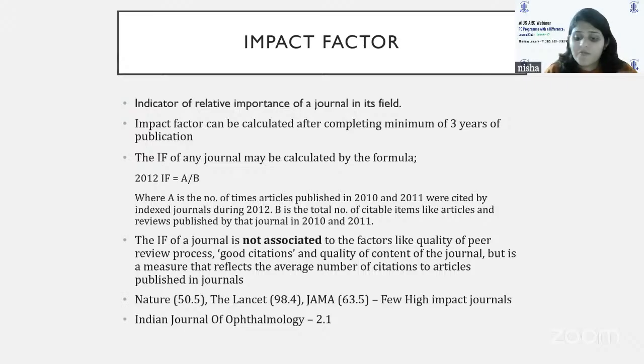And just a few words on impact factor. It is actually mainly dependent on the number of times that the article has been cited in an index journal. It is not associated with factors like the quality of the peer review process or the quality of the content of the journal. Rather, it's just a measure of the average number of citations of the article. Some of the highest impact journals that we have are Nature, which has 50.5, Lancet, which is 98.5, and JAMA, which is 63.5. I would also like to mention the Indian Journal of Ophthalmology, which has an impact factor of 2.1.